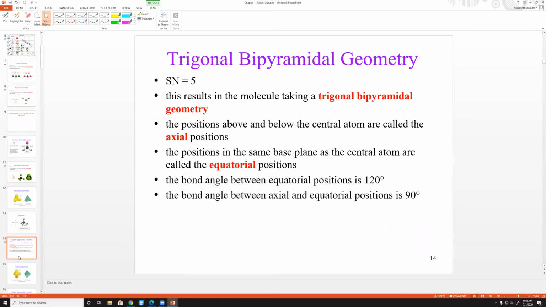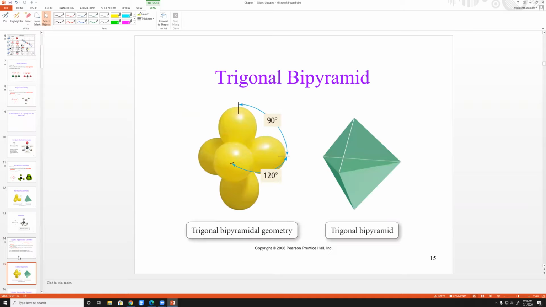Then you have trigonal bipyramidal, in which the steric number is 5. And here's the 3-dimensional arrangement of what that looks like. There are different ways to describe it.